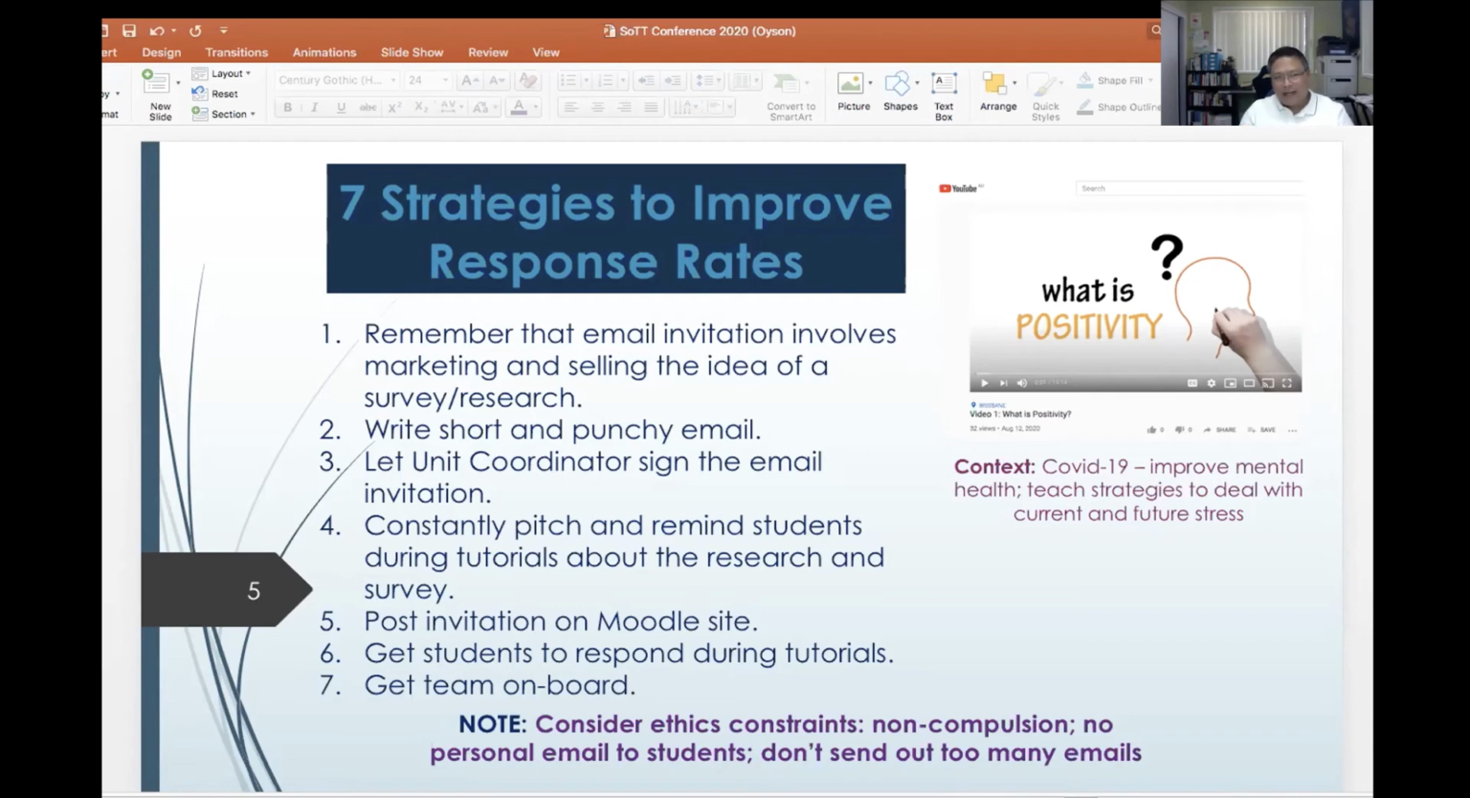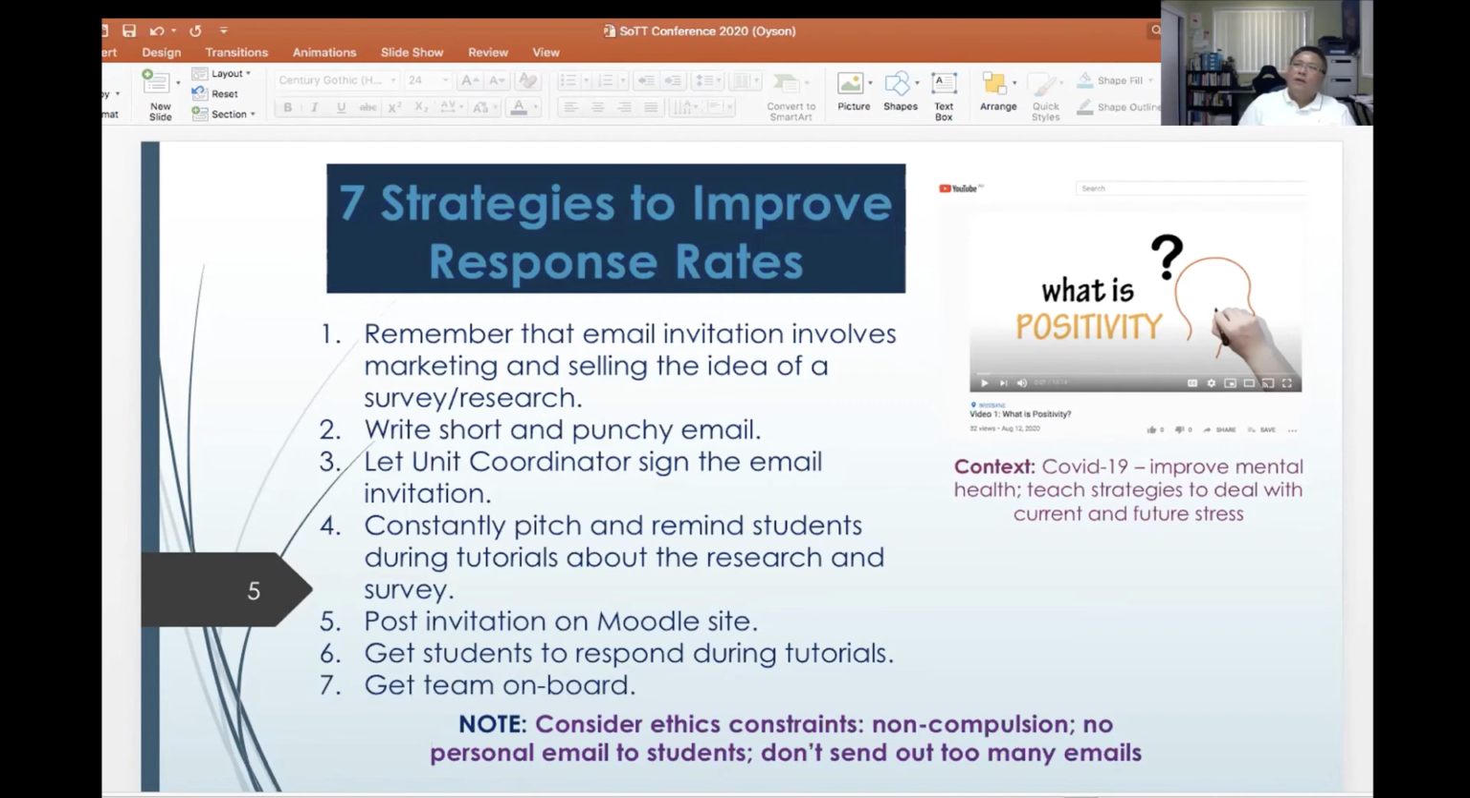Secondly, the second email was shorter. It was punchier. Instead of what we did the first time, where we talked about what the project is, what the benefits are, and so on, this time we just said, you could help us, this could help you, and so on. And that seemed to work.